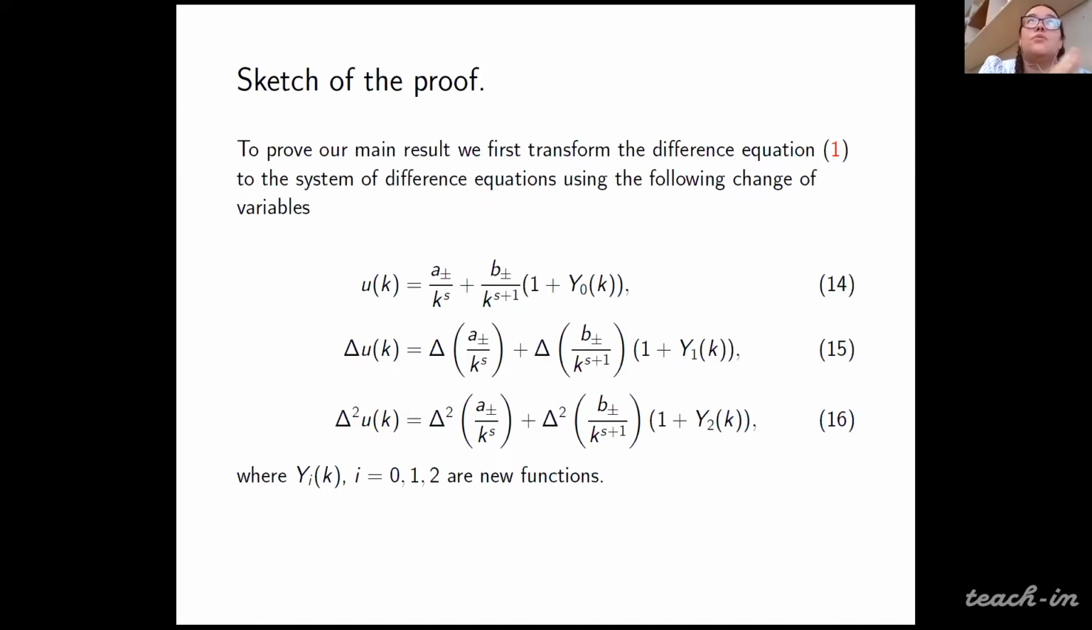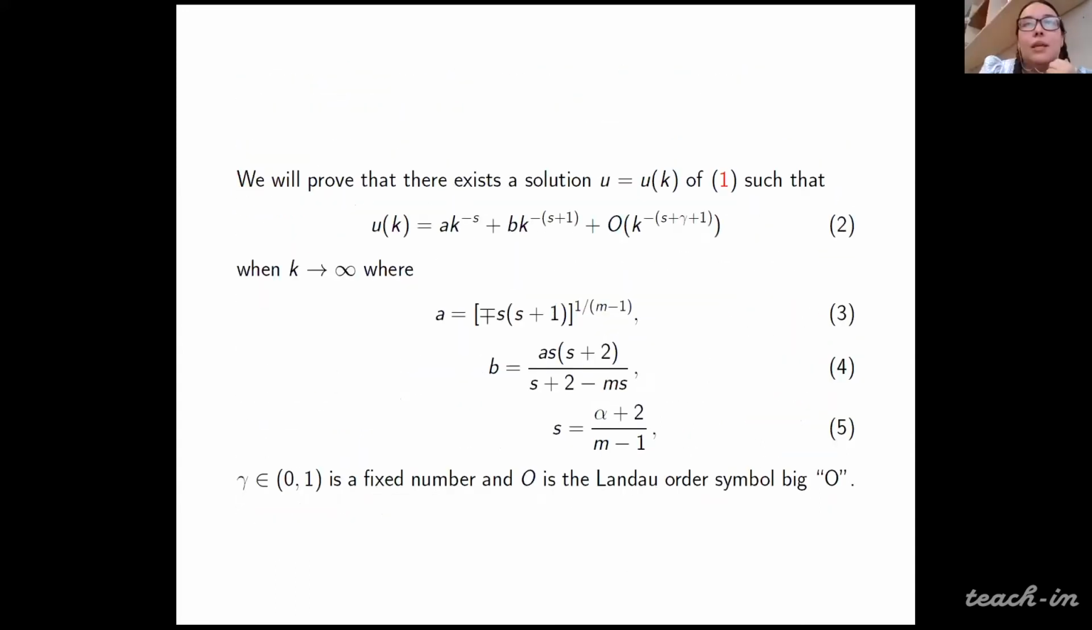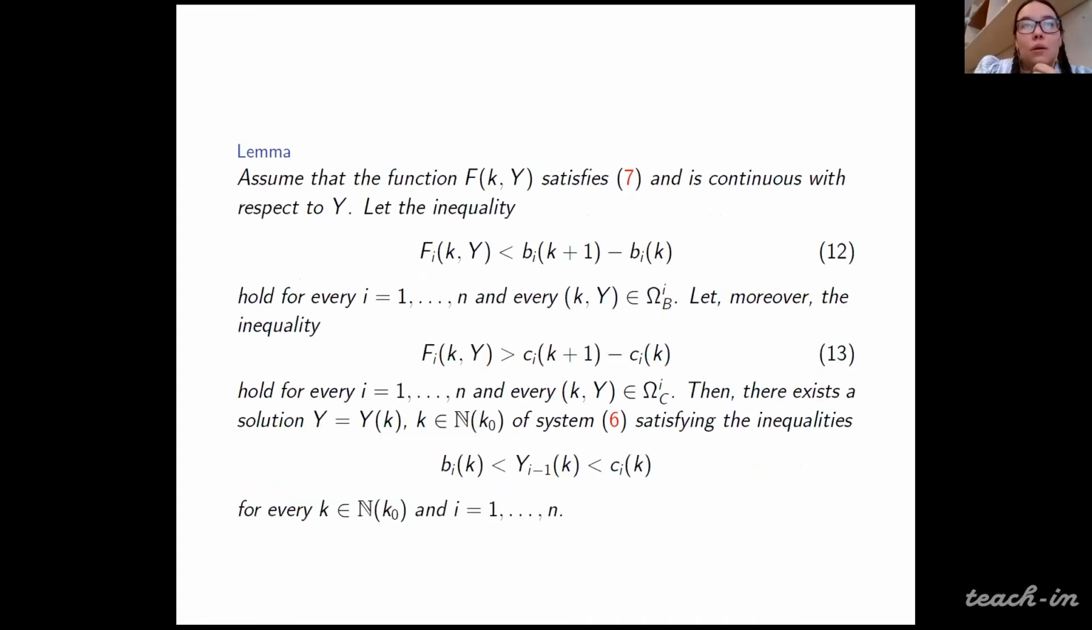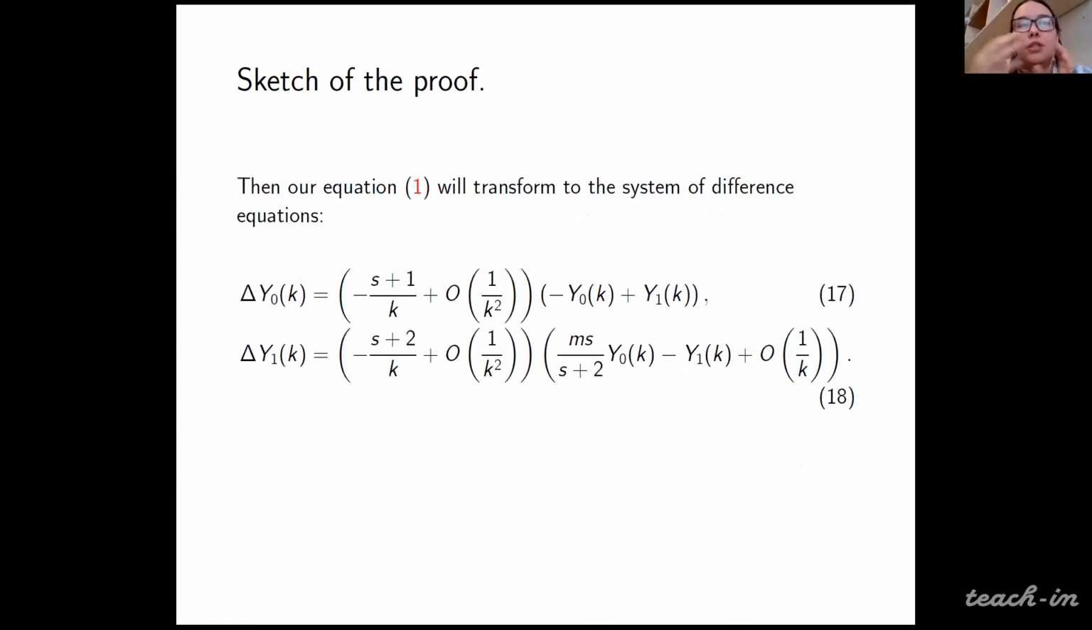So we will just try to transform our difference Emden-Fowler nonlinear equation to a system of equations using some change of variables. The change of variables is given here in 14, 15, and 16. Also, A and B are the numbers that were mentioned previously: A, B, and S. We use the plus-minus sign in order to account for the sign of the equation. And our Emden-Fowler difference equation transforms, using this change of variables, to a system of two difference equations with variables y0 and y1.